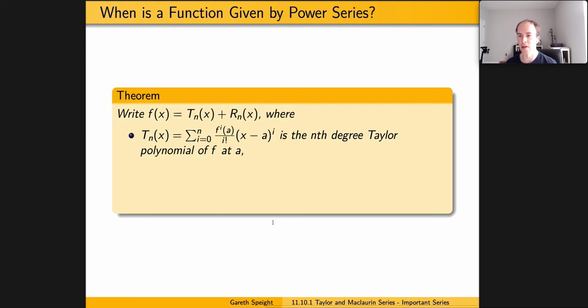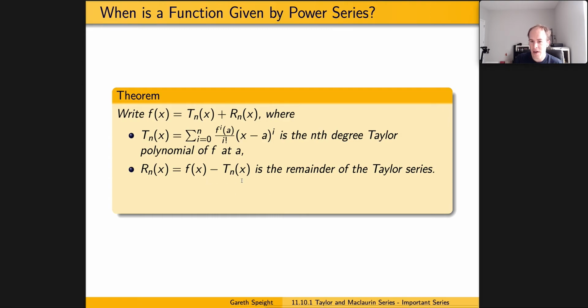And surprise, surprise, we have to look at remainders. So let's start with a function f. If we have a function f, let's write it in this way. T_n of x is just the Taylor series, but only adding up to the nth term. Everything is the same as in the Taylor series, but we only add up to the nth term. And then R_n of x is the difference between the function and this partial Taylor series, or nth degree Taylor series. If our Taylor series is going to converge to the function, we need the difference between the partial Taylor series and the function to be going to 0. In other words, we need this remainder to be going to 0.